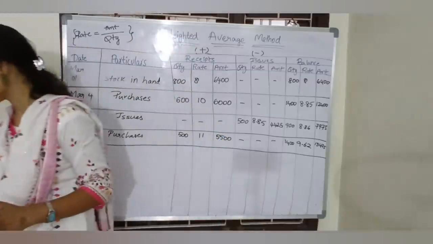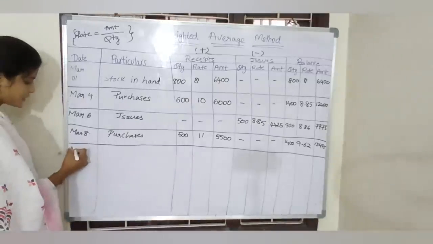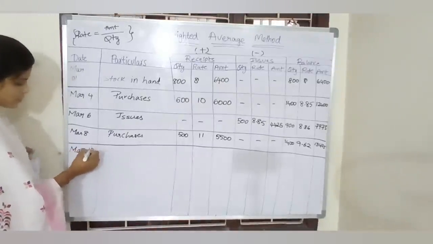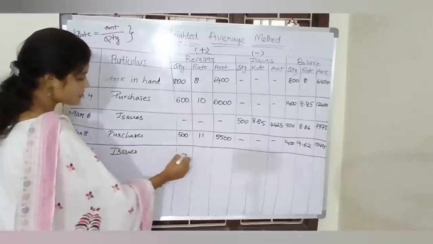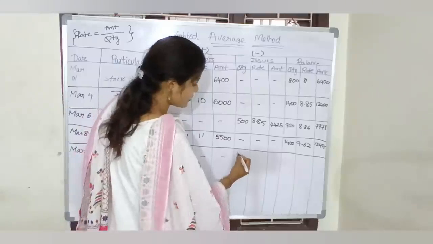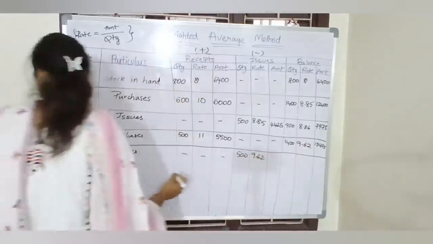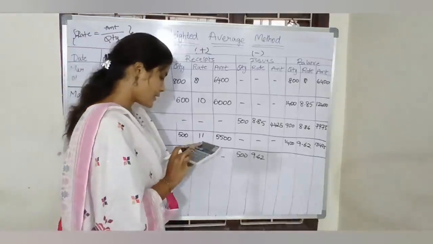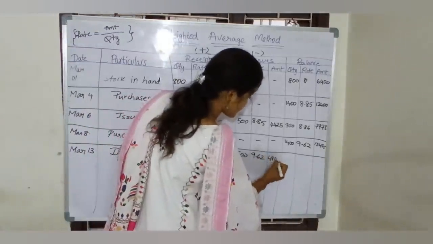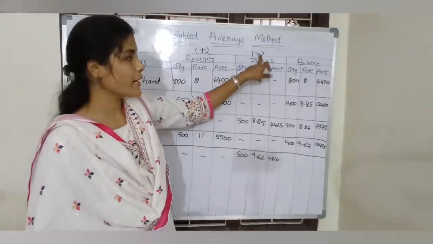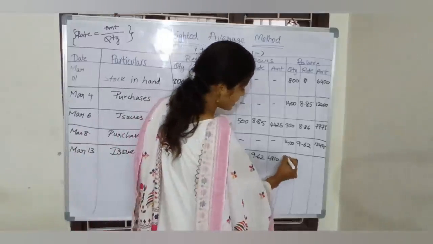Okay. So after March 8th, what date do we have in the question? March 13th. Is it purchase or issues? Issues. How many units? 500. What is the rate we need to use? 9.62. So 500 into 9.62 will be 4810. If it is issues, we need to do minus. Quantity minus quantity, 1400 minus 500, again 900.